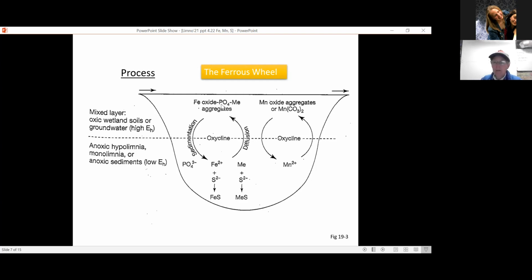So we got iron up here, iron oxide. It falls to the bottom, it gets reduced, and then it can diffuse back up again, where it gets oxidized, forms precipitates and sediments down. And down in this environment, it gets reduced and it dissolves back in the water and it can diffuse back up again. Yes, this is the Ferris wheel.